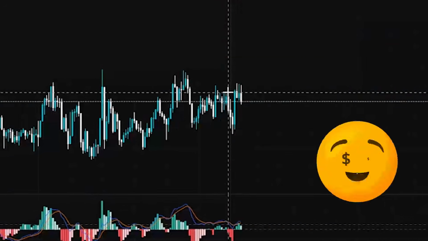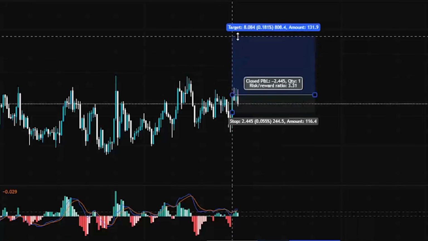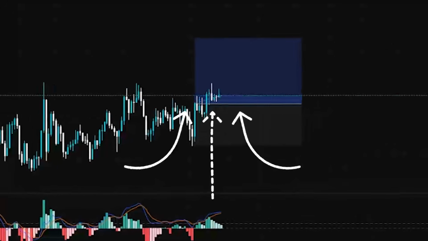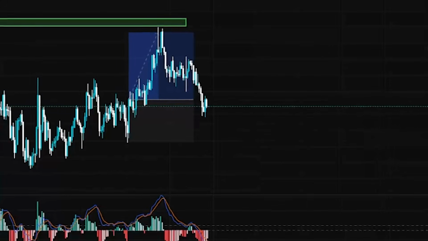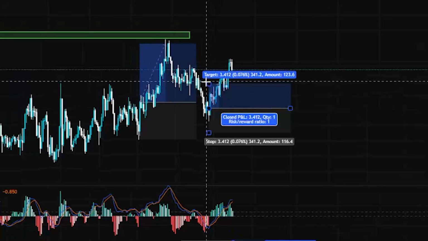I found a special setting that can make your win rate much better. I designed a strategy that even surprised me with its accuracy. So let's quickly see what this setting is and how it can take your scalping trading to a professional level.